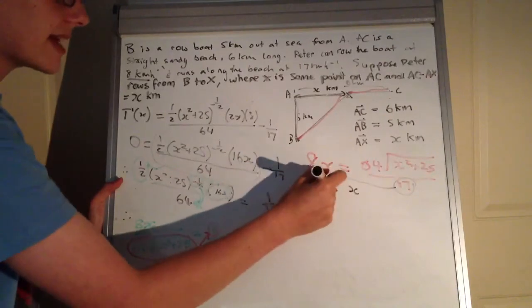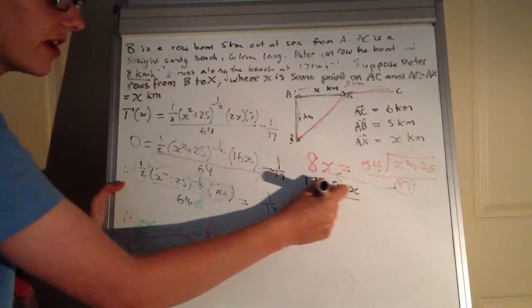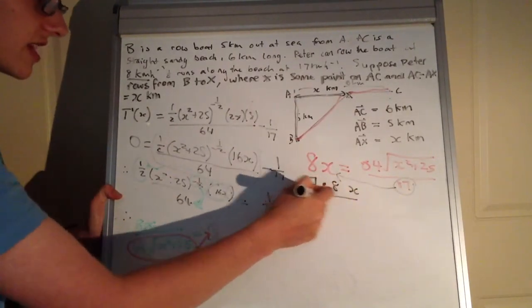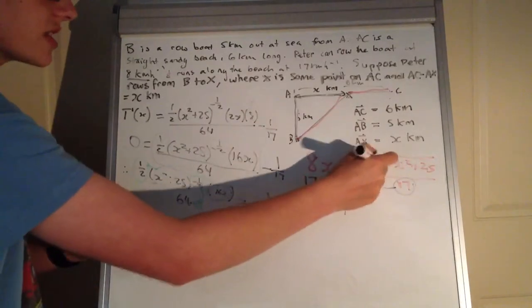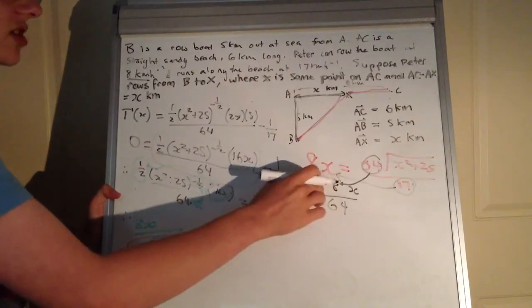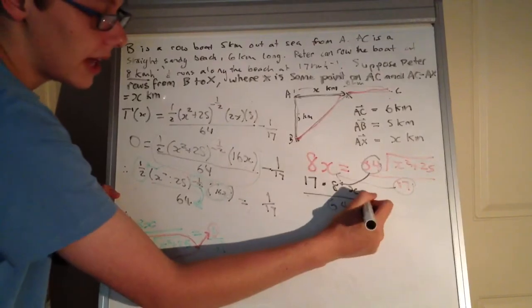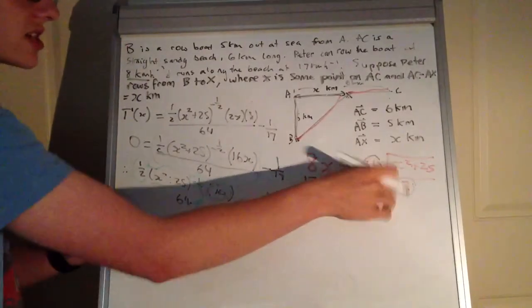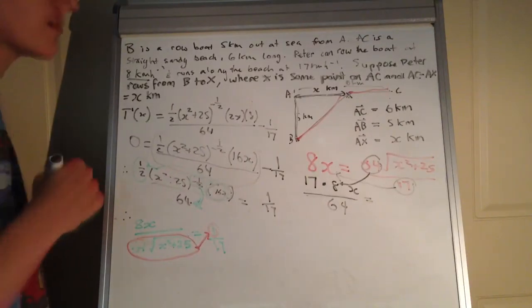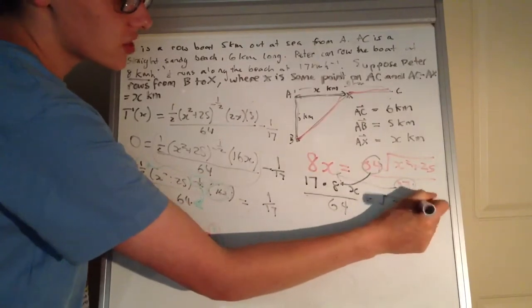But 17, I'll make that a bit more clear by making a dot. 17 times 8x over, in fact, it would be over 64, because again, we can move the 64 back, because we want to isolate the x terms. So 17 times 8x over 64. And again, it's just a numerator-denominator switch. If it's in the numerator on one side, it's going to be in the denominator on the other side, and vice versa. And that equals x squared plus 25.